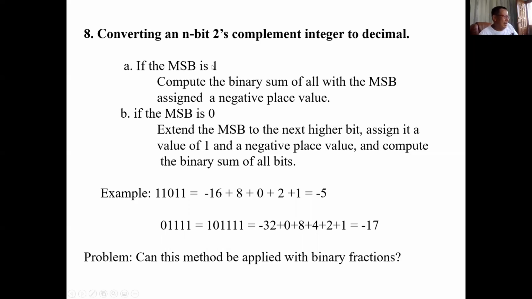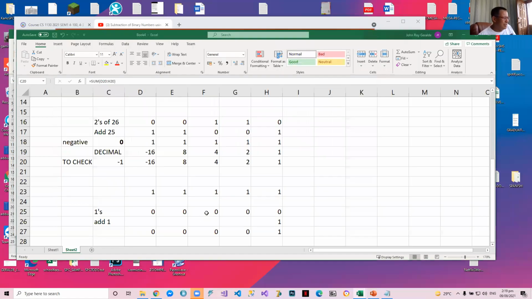Look at the MSB. If the MSB is 1, you assign it a negative place value. Do you follow? If the MSB is 0, you extend it one more bit and assign that bit a negative value. For example, in this case, the MSB is a 0, so we add a 1. In that case, it will be a negative 32. We'll have another example on this in the exercise anyway. That's a shortcut. If you don't like the shortcut, you can do the longer process.